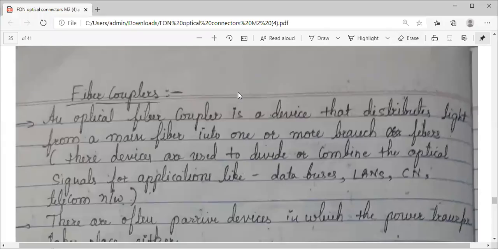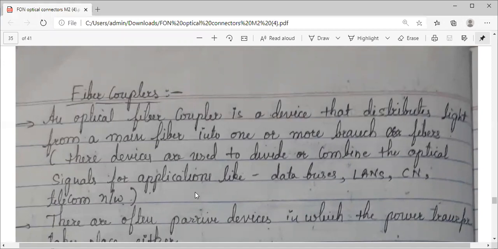In today's session, I'm going to cover the last topic of your second module, that is fiber couplers. We will be looking into what we mean by fiber couplers and what the different classifications are. We have already seen different connector types, different joints, misalignments, and different losses.